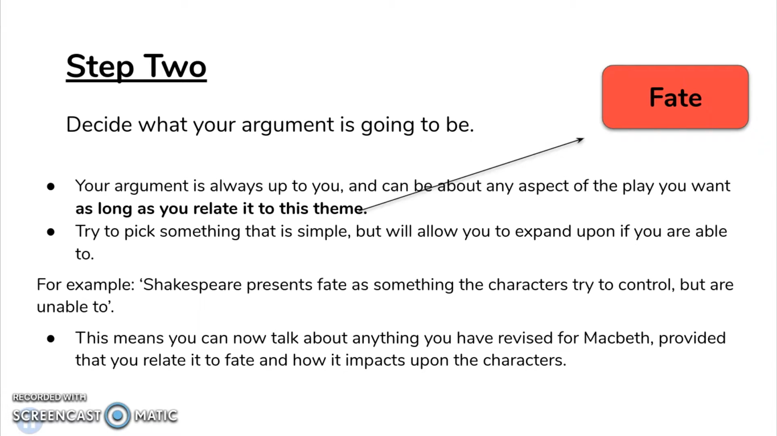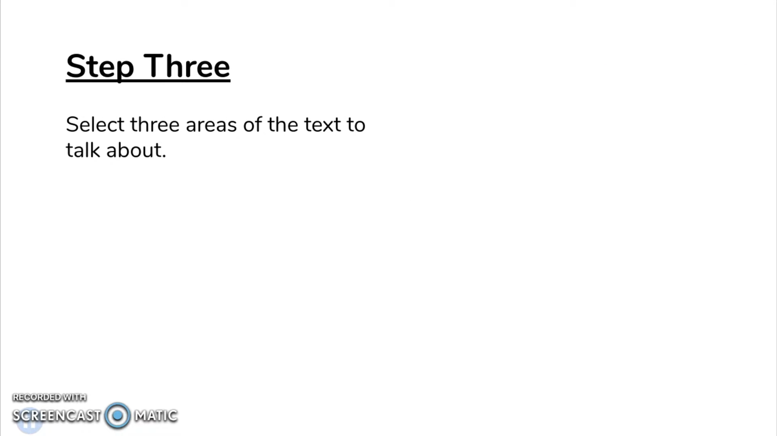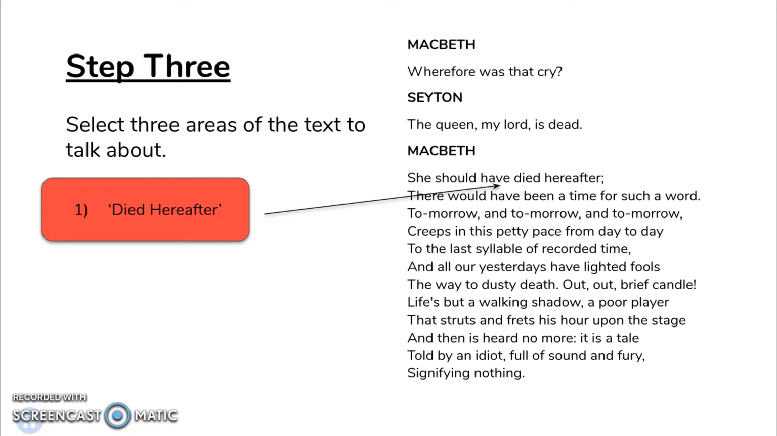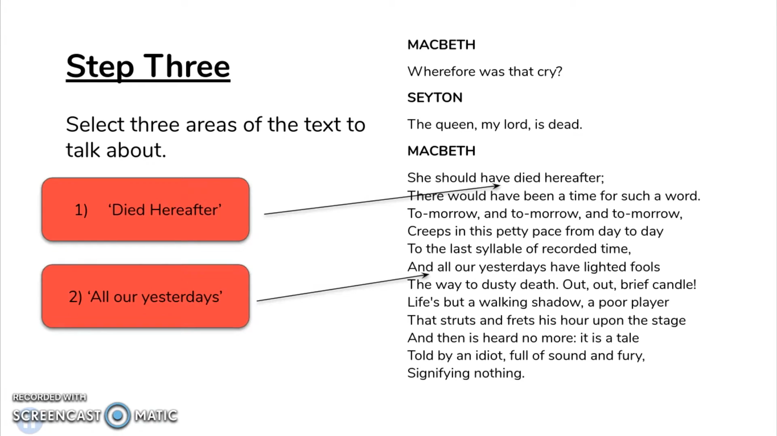Step 3 then is to select the 3 areas of the given text to talk about. That is obviously the 3 areas of this extract that you would pick out and analyse for the first bullet point of the question. You know, how does he present fate in this extract, all right? So for me, the first one I would look at in this example would be "died hereafter." I would then pick out "all our yesterdays have lighted fools the way to dusty death." And then thirdly, I would pick out "the poor player that struts and frets his hour upon the stage."